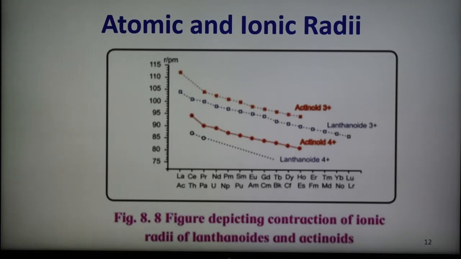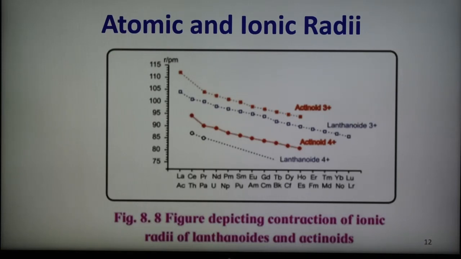Therefore, this contraction in the size of the atom or ion by pulling the valence electrons inward due to high nuclear charge and the poor shielding effect of 4f electrons is the main cause, which is known as lanthanide contraction. I am repeating again, what is the lanthanide contraction? This contraction in the size of the atom or ion by pulling the valence electrons inward due to high nuclear charge and the poor shielding effect of the 4f electrons is the main cause, and it is known as lanthanide contraction.